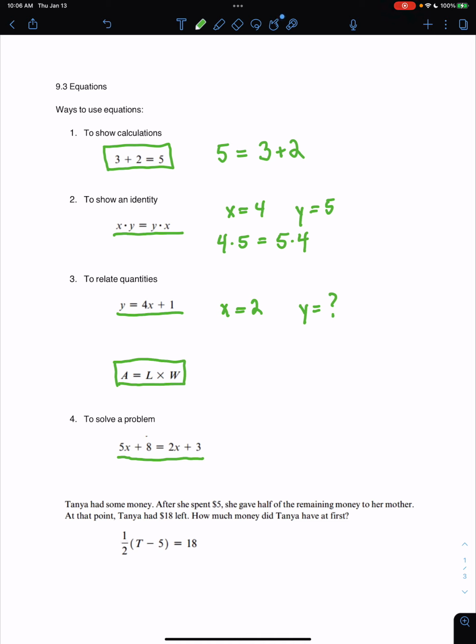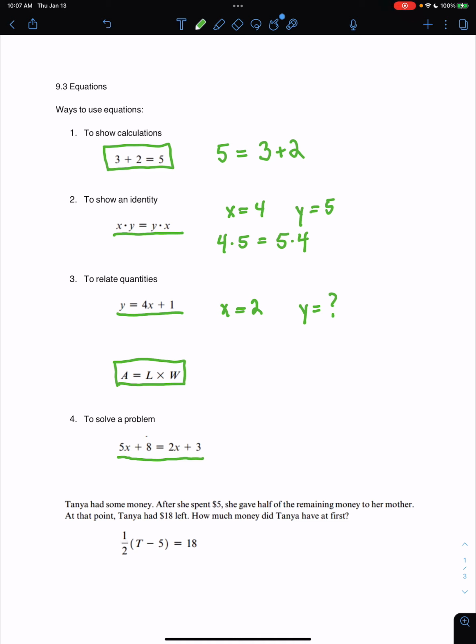Tanya had some money. After she spent $5, she gave half of the remaining money to her mother. At that point, Tanya had $18 left. How much money did Tanya have at first? So this is a good example of a problem where we want to write an equation. And so we translate the words into symbols, math symbols.